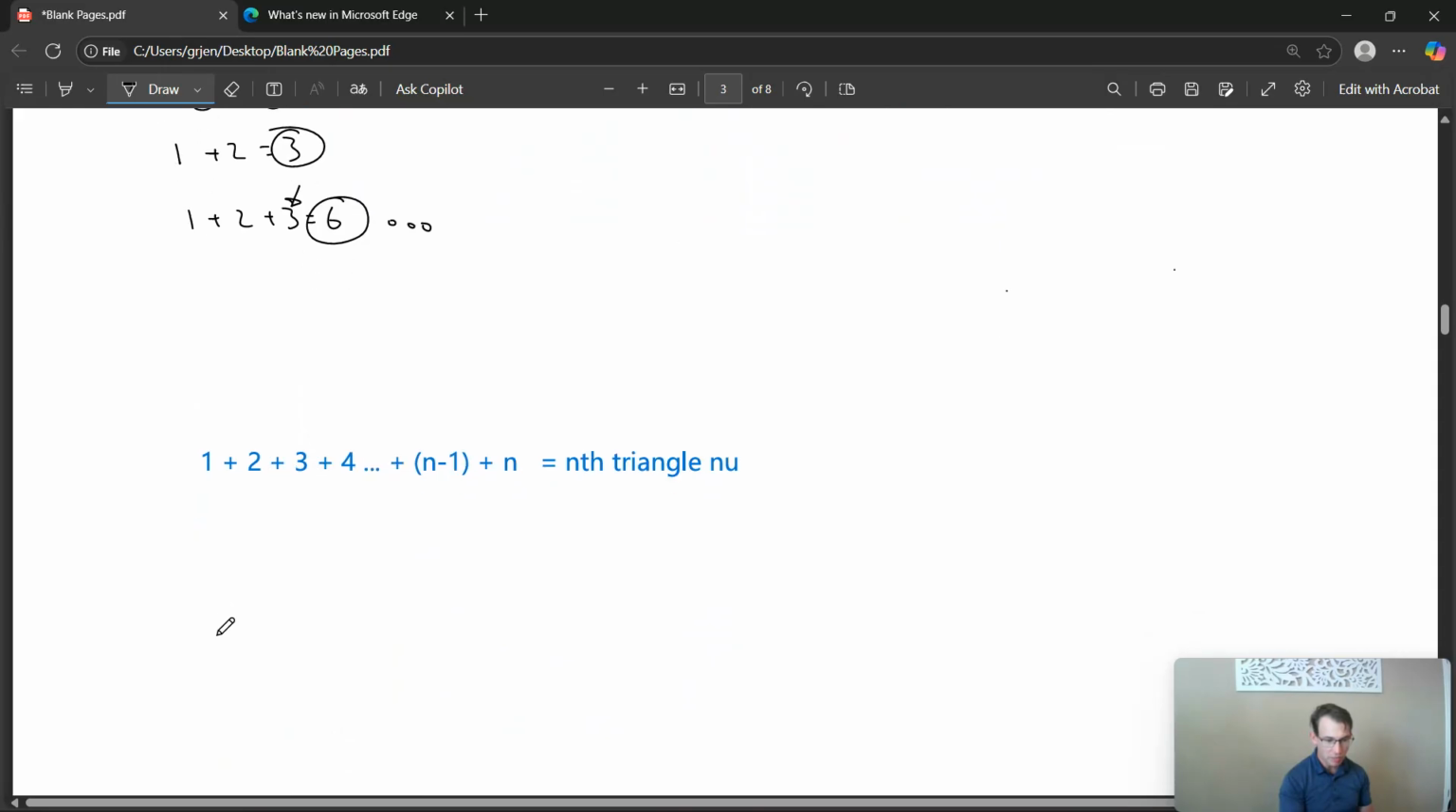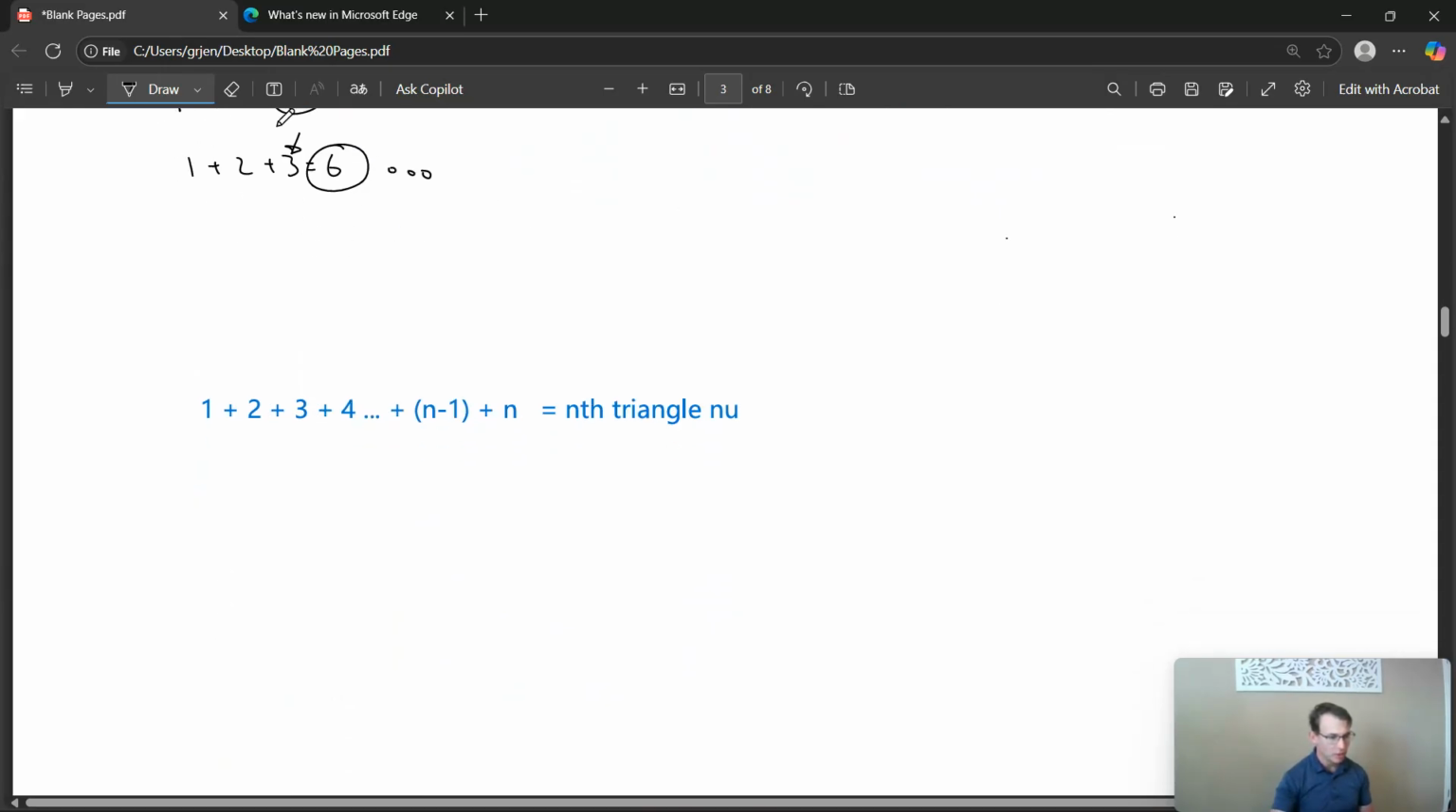In fact, you can build a formula for the nth triangle number. If 1 plus 2 plus 3 plus 4 up to n minus 1 plus n, well, you can add 1 and n together, so that's n plus 1. And then we're going to find yet another n plus 1 here: n minus 1 plus 2 is another n plus 1. And we're going to go dot dot dot.